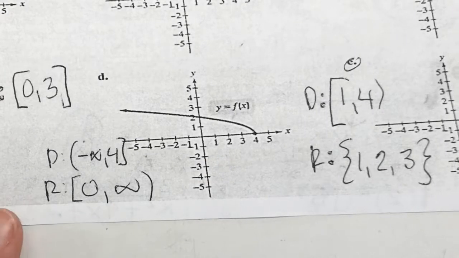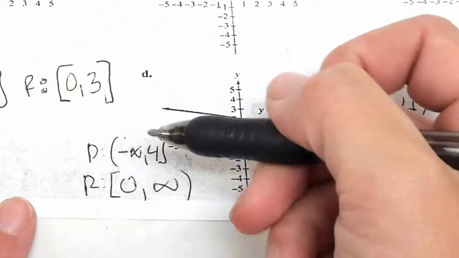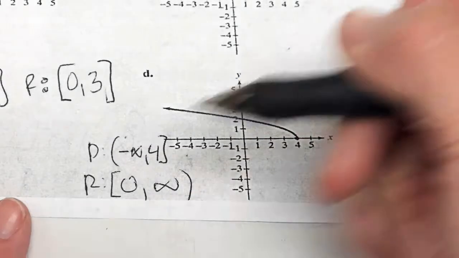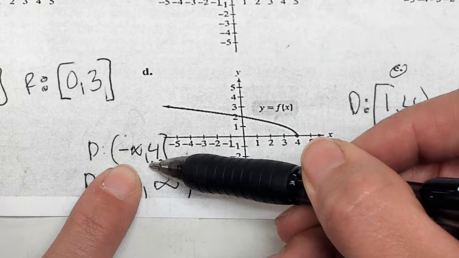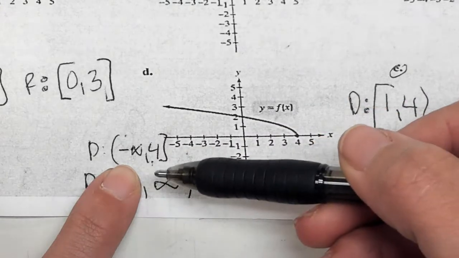Good catch. Alright, the domain. It's on the left. How far left does it go? Well, it goes on forever, but it's in the negative direction. So it'd be negative infinity, right? And how far right does it go? 4. And this is a closed circle, so it needs a bracket.